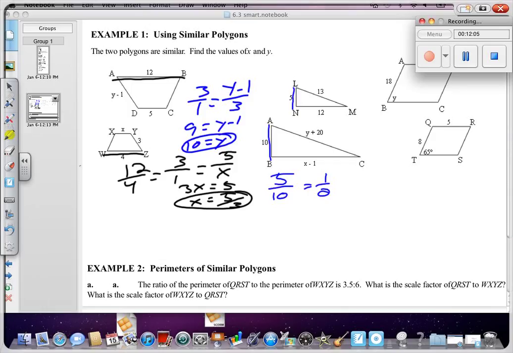So we set up 1/2 equals, let's find the other ones now. 13. So I'm going to take 13 over y plus 20. And I get y plus 20 equals 26. And so y equals 6.